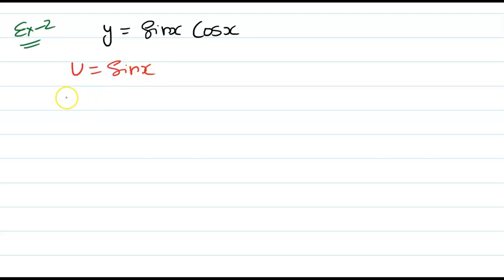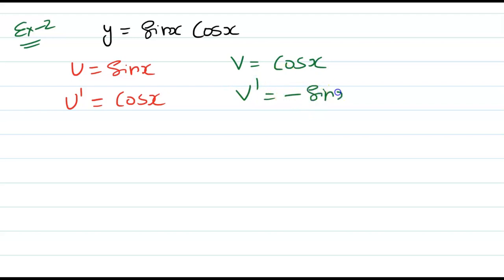Okay, so example 2, let's take y equal to sin x cos x. So here you can assume u is sin x. Then u dash, which is du over dx, will be cos x. Similarly here you can write down v is cos x, v dash, differentiation of cos x is minus sin x. Okay, so what is our formula? dy over dx, you can write down u v dash and v u dash.